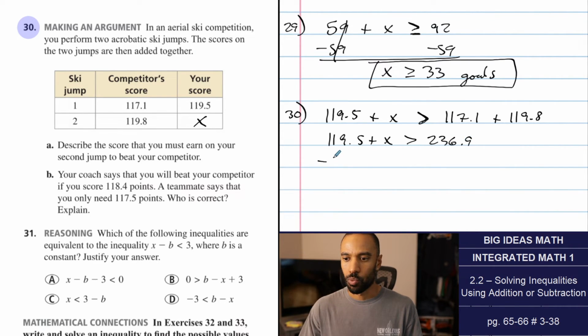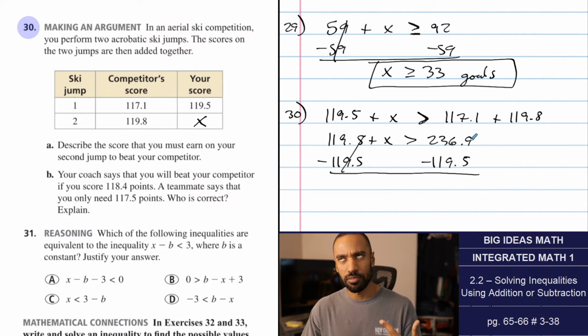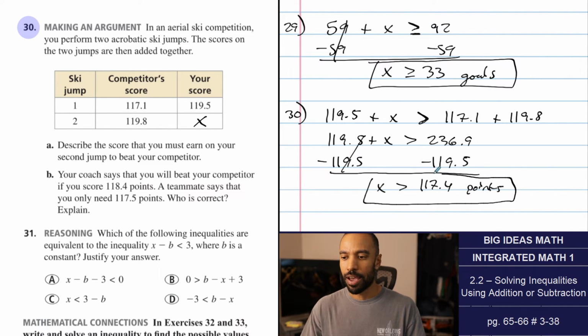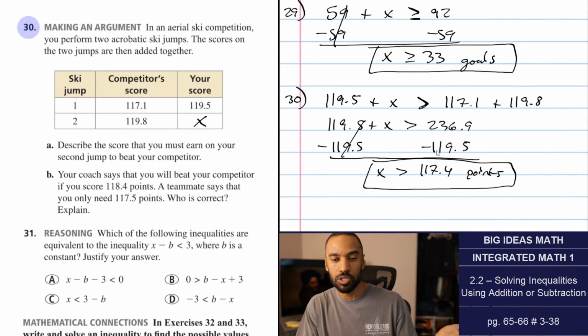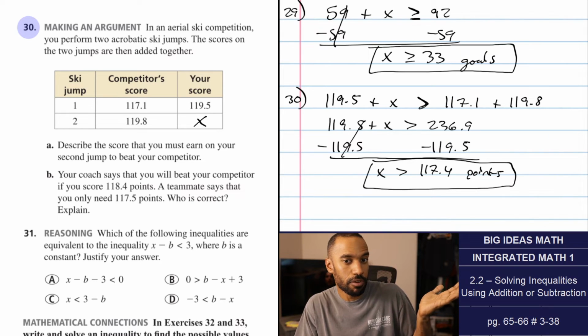And if I subtract 119.5 from both sides, I'm just going right back to where I was. It was really close to this number. I guess it's going to be 3 more than it, so 117.4. So x has to be greater than 117.4 points. Good luck. Hey, if I just do what I did last time on my aerial ski thing, I get another 119.5, I'll be good, man.